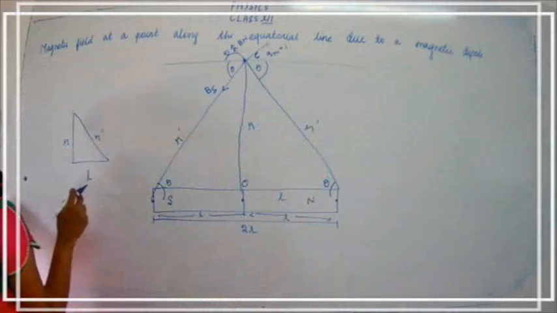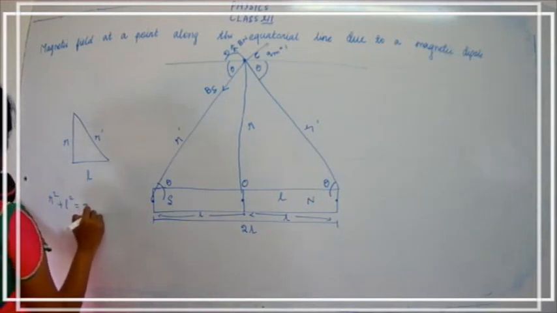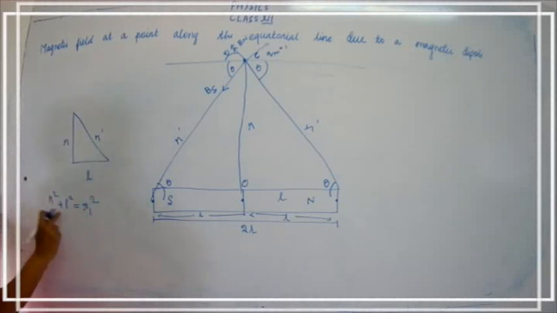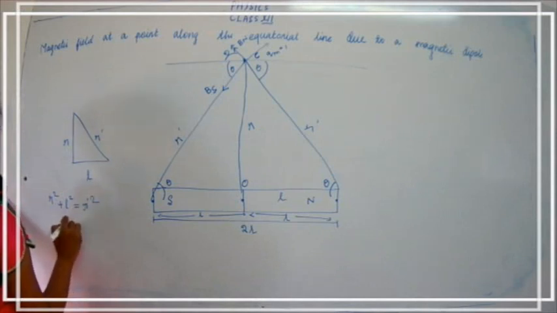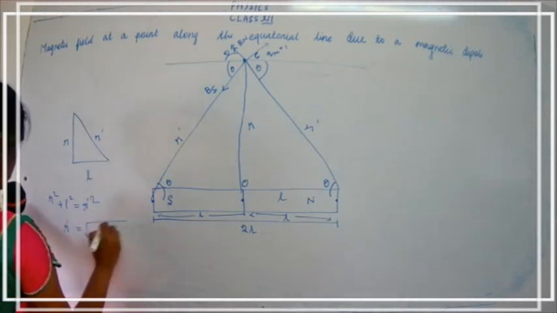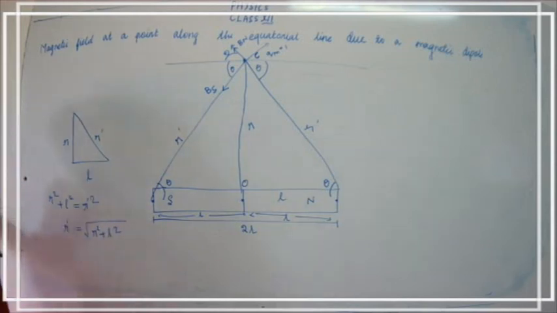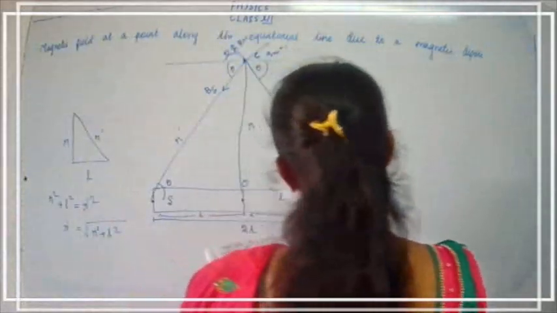Now we apply the Pythagoras theorem here. Hypotenuse square is equal to adjacent square plus opposite square. So R dash square is equal to R square plus L square, so R dash is equal to root of R square plus L square. Now we are resolving the components also.